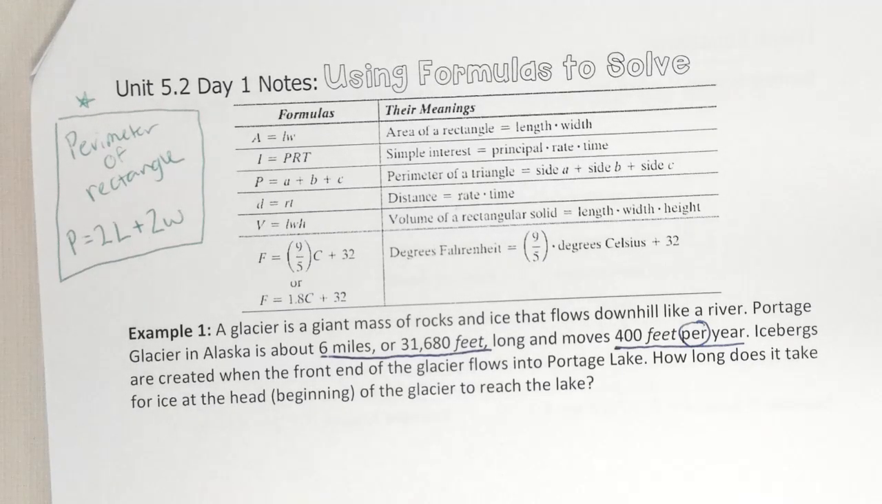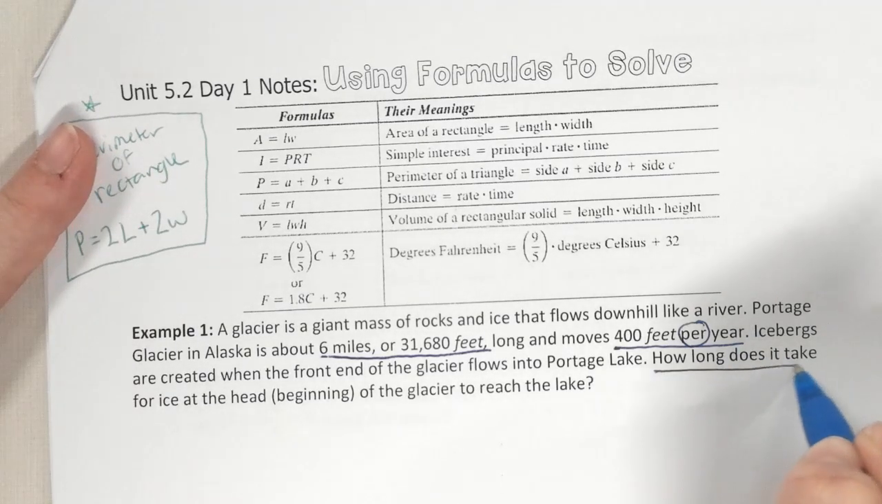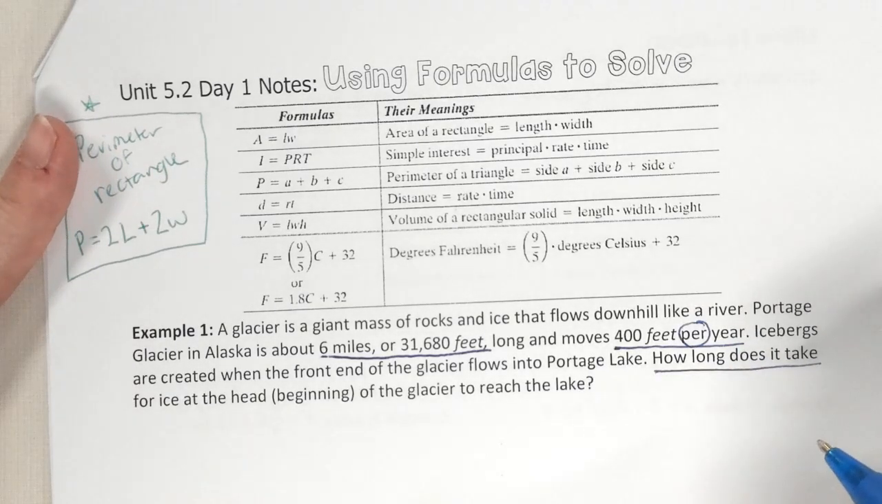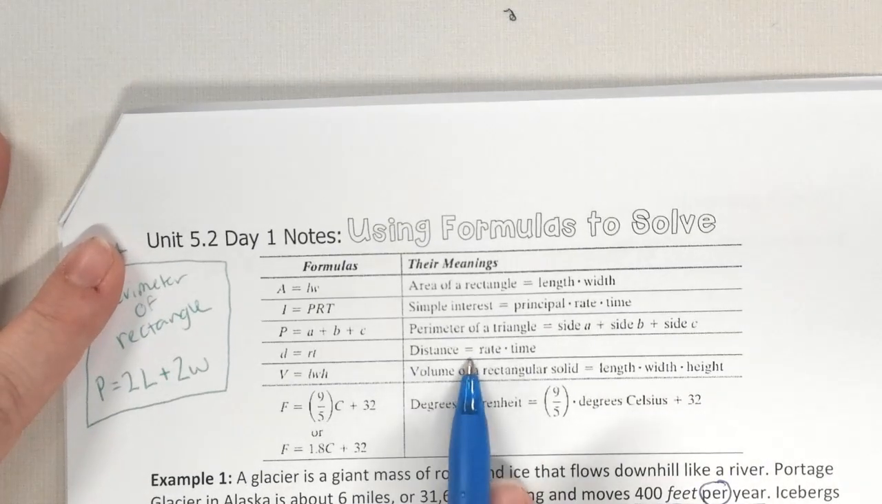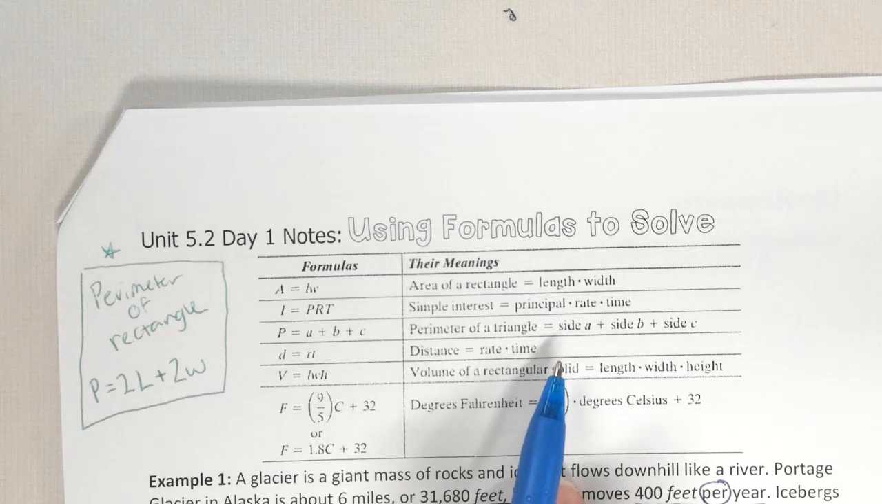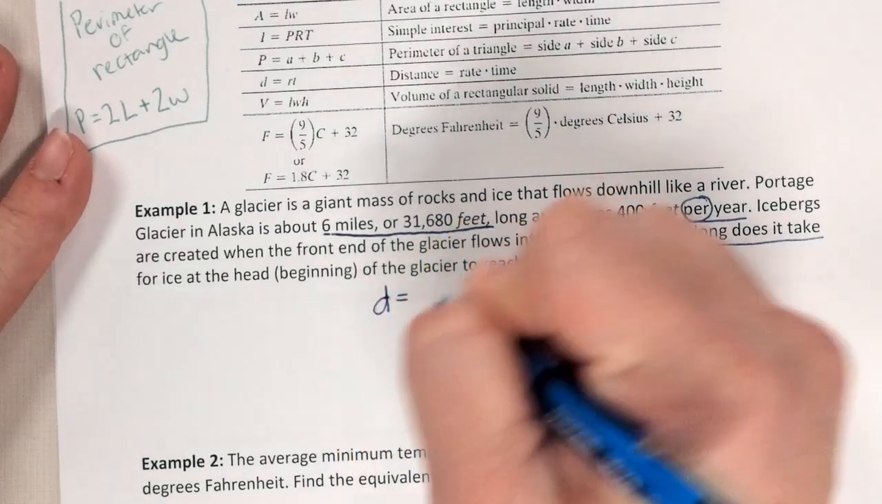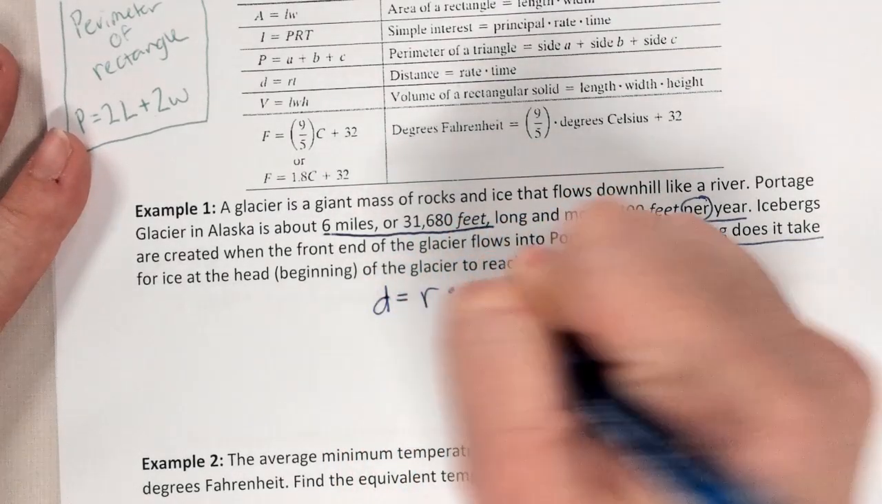So if we have a distance and we have a rate and then it tells us how long does it take, isn't that time? Well, if you look, distance equals rate times time. Is that all the things that we just talked about? So is that probably the formula we're going to use? Yes, so we know distance equals rate times time.